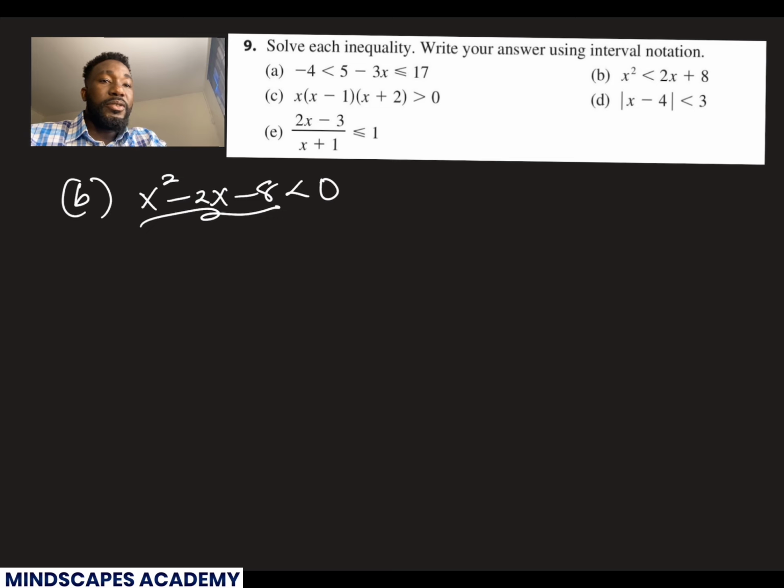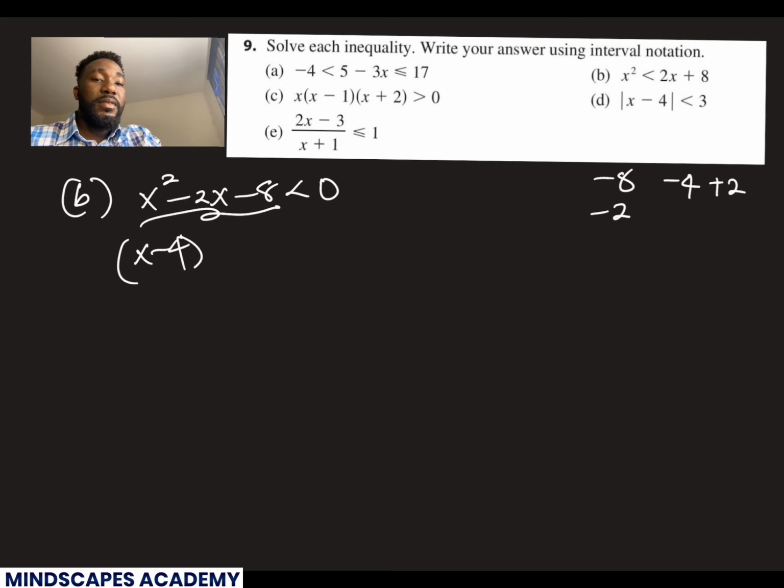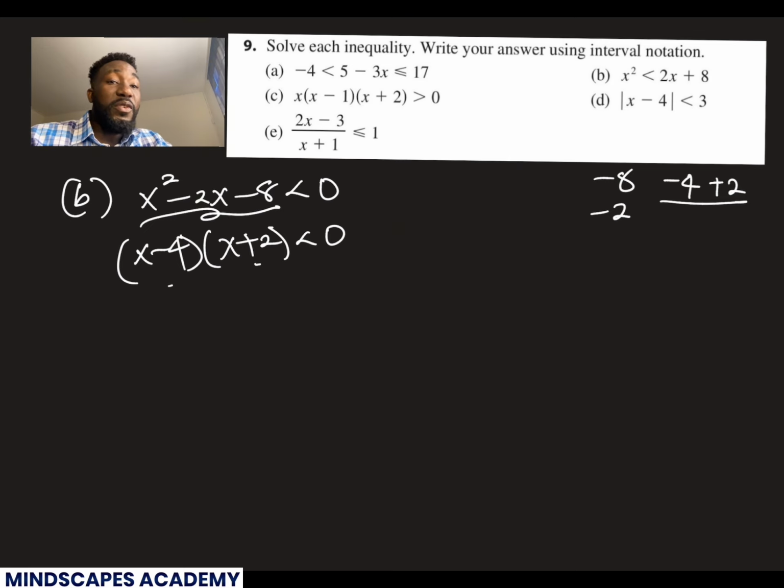All right, so here I want to use factorization. So I need two numbers. When I multiply, I have -8, and when I sum, I have -2. Now what are those numbers? I have -4 and +2. So I have x -4 and x +2, both less than 0. So these are my numbers, right? -4 and +2. You can write them this way. This is a skill you should have known, following the videos from day one or following from the first video.